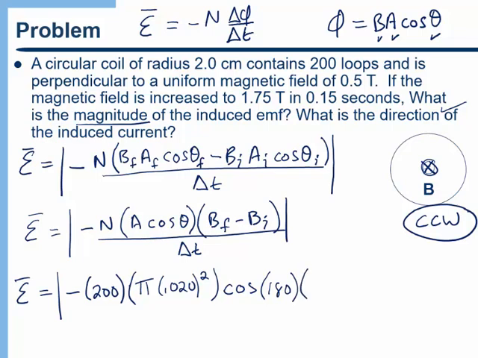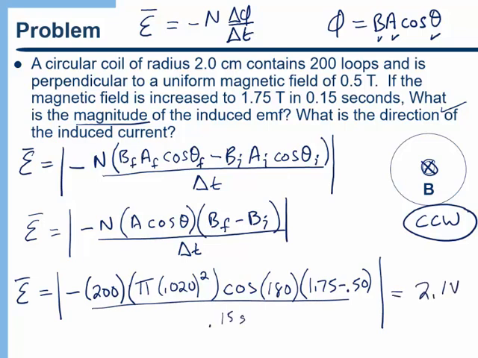And then the change in magnetic field, 1.75 minus 0.5. And I want to take that all and divide by 0.15 seconds. So if you work that out, we would get an induced voltage of 2.1 volts. By the way, if I told you the resistance of the coil, then obviously you could use Ohm's law to find the current.